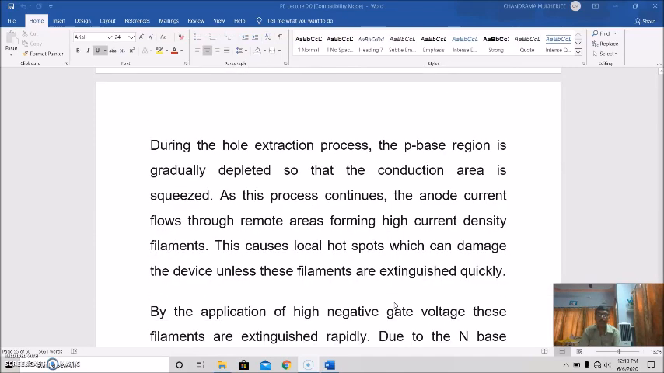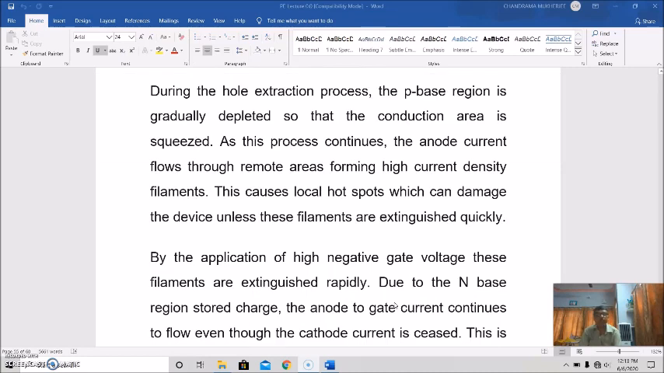During the hole extraction process, the P-base region is gradually depleted, so that the conduction area is squeezed. As this process continues, the anode current flows through remote areas, forming high current density filaments. This causes local hotspots which can damage the device unless these filaments are extinguished quickly. So by the application of a high negative gate voltage, these filaments are extinguished rapidly.